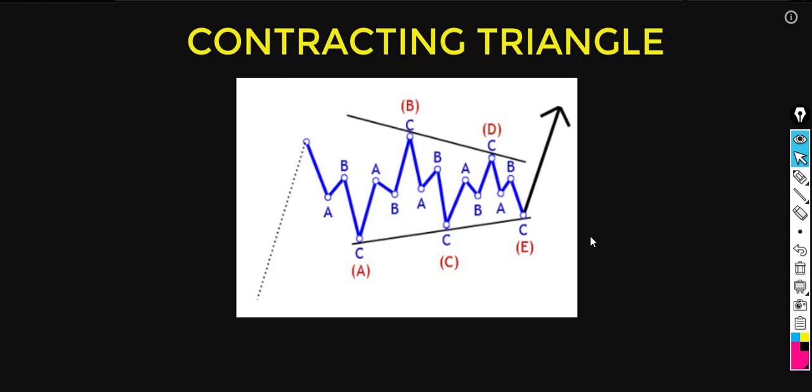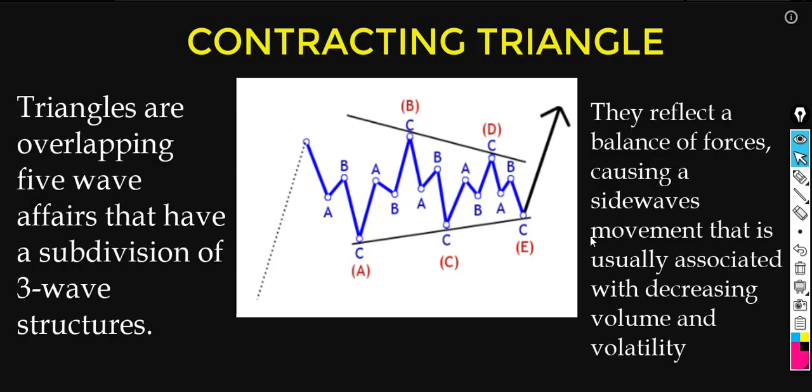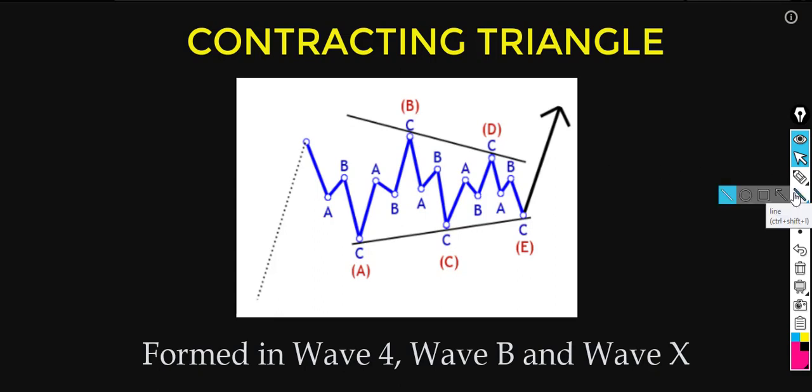Today we'll be dealing with contracting triangles. Triangles are overlapping 5-wave affairs subdivided into 3-wave patterns. They appear to reflect a balance of forces, causing a sideways movement that is usually associated with decreasing volume and volatility. Triangles are corrective patterns, and they usually appear in wave 4, wave B, or wave X. Those are the places triangles appear: either in wave 4, wave B, or as part of a combination.